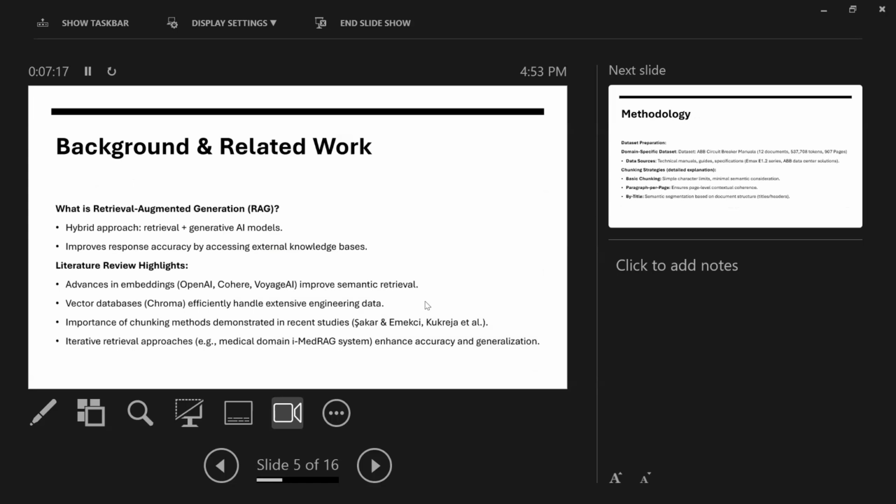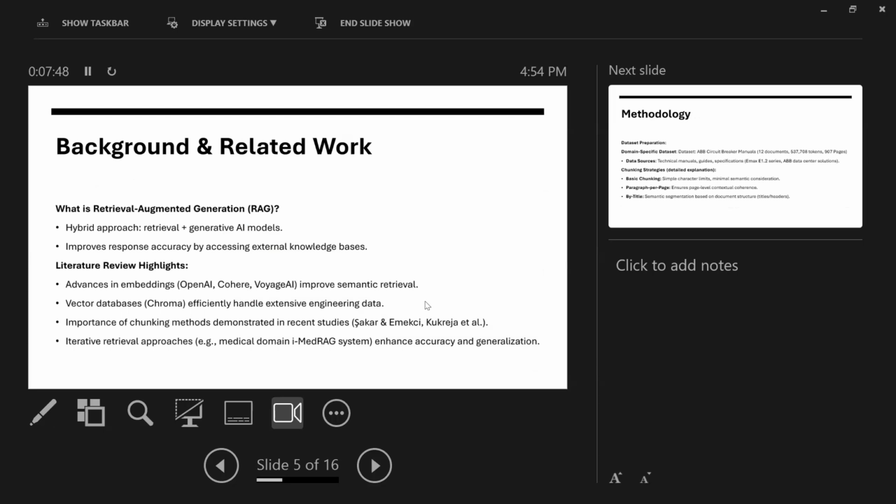So related work, what is retrieval augmented generation? It's a hybrid approach between retrieval and generative AI models. So it combines LLMs and retrieval, which is much needed here to retrieve the data that we are using, as it's in huge quantities. Also, it improves response accuracy by accessing external knowledge bases, which is our knowledge base that we are using here from the material submittals and documents that we have.